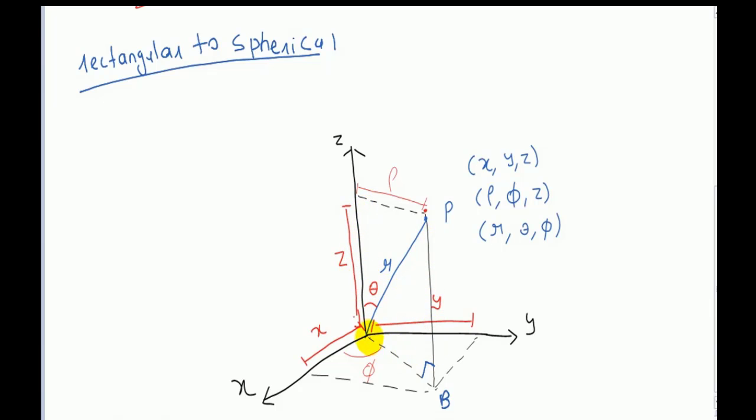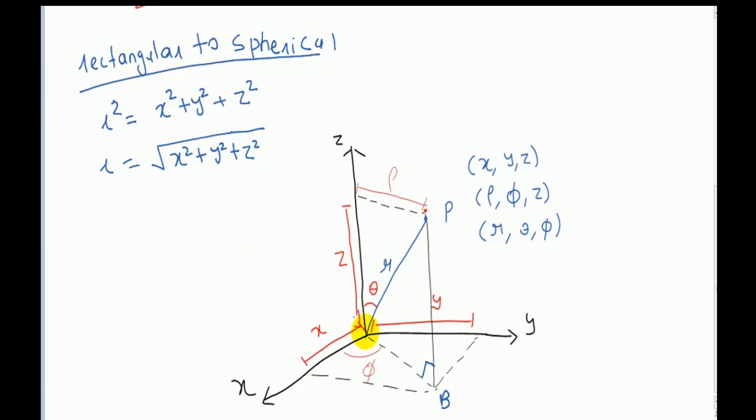So PB is Z, and what is OB? OB is the R vector's projection on the xy plane, that is rho, and we already know that it is under root of x square plus y square. So we can write R square will be equal to rho square, which is x square plus y square, plus z square. So R is equal to under root of x square plus y square plus z square. This is how we can relate R in terms of x, y and z.